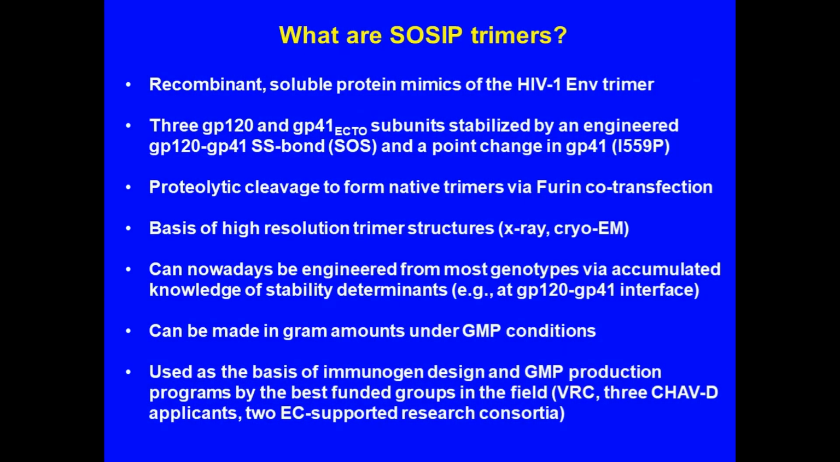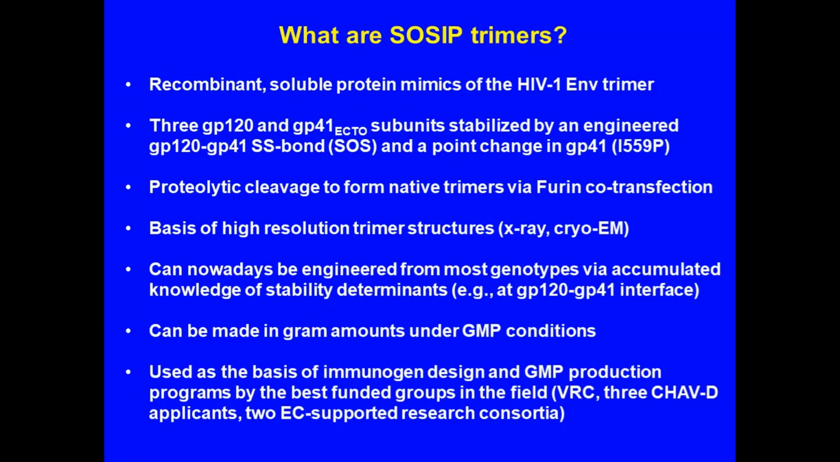So what are SOSIP trimers? They're recombinant soluble protein mimics of the envelope glycoprotein trimer on the virus. So we have 3 GP120 and 3 GP41 subunits, and they're linked together by a disulfide bond that we engineered into the right place, and a point substitution in GP41 that stabilizes the pre-fusion form of the trimer. The proteins are fully cleaved. We can achieve that by co-transfecting a furin protease enzyme. So we can make them in a form that is cleaved and still stable and resembles the virus spike.